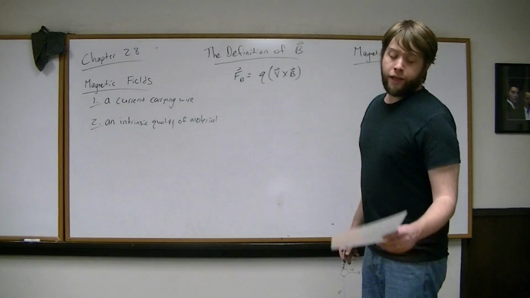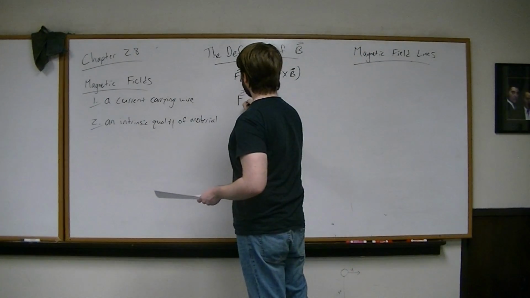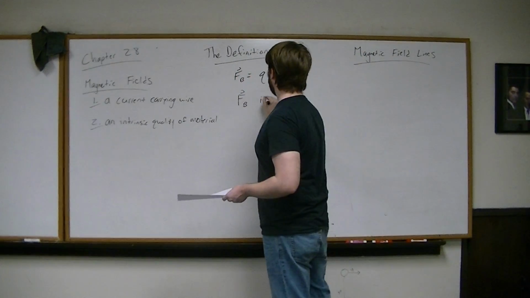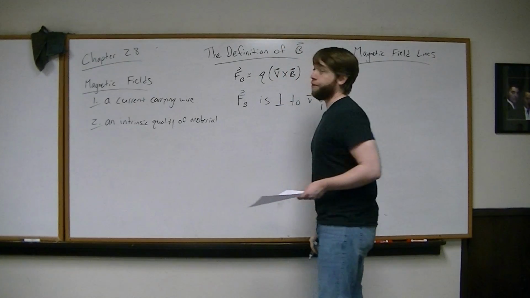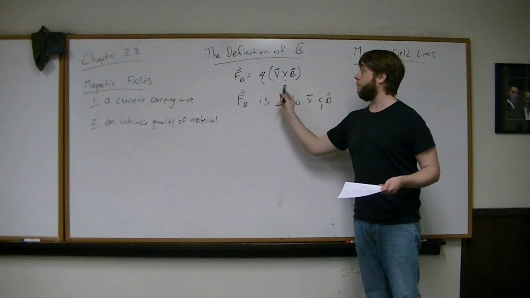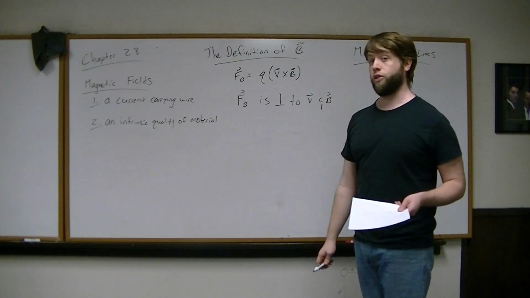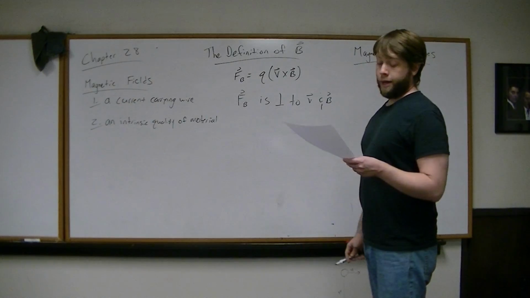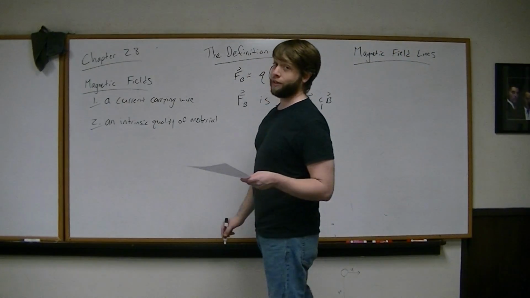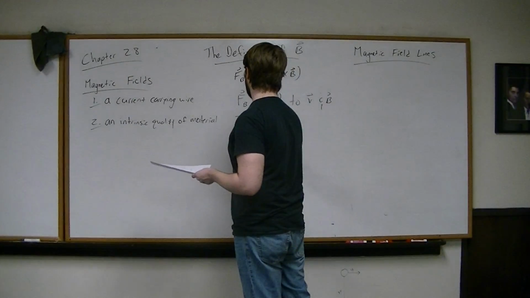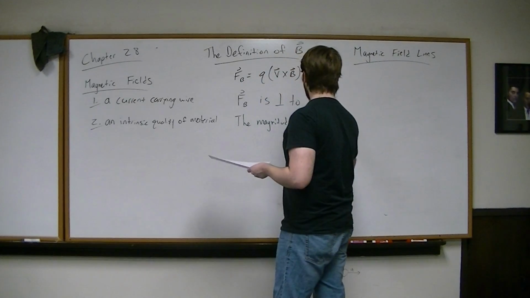Okay? Now, notice that because we're doing a cross product here, F_B, the force from the magnetic field, is perpendicular to v and B. That's the definition of our cross product. The resulting vector quantity is perpendicular to the first two vectors that are used to find the cross product. Okay? There's another thing. v cross B cannot change the magnitude of v. The magnitude of v cannot change.